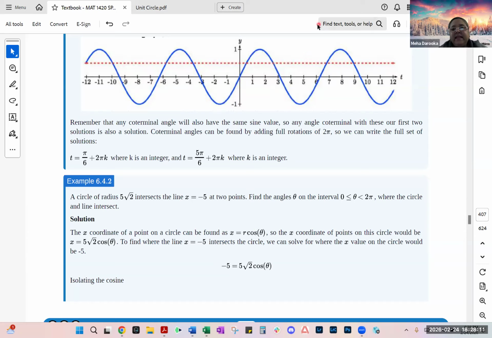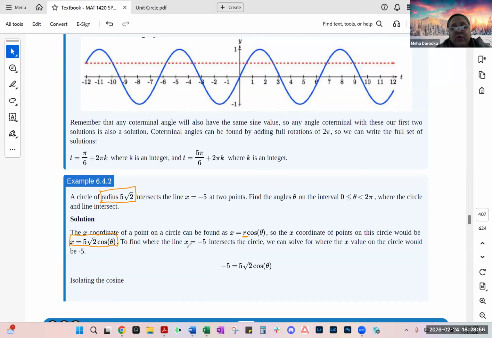So they are saying find the angles theta on the interval 0 less than or equal to theta less than or equal to 2 pi, where the circle and line intersect. So we're actually going back to chapter 1 definition here, where we can find the x coordinate for a point on the circle by using this formula here. X equals r times cosine theta. We already know the r value because they're telling us the radius is 5 square root of 2. So we can replace the r with 5 square root of 2, and it will give us this formula here. So we've got x equals 5 square root of 2 cosine of theta.